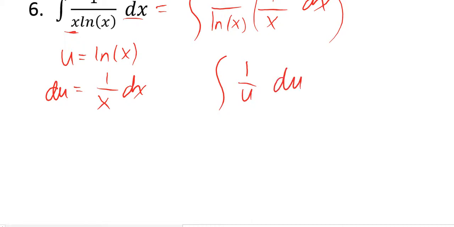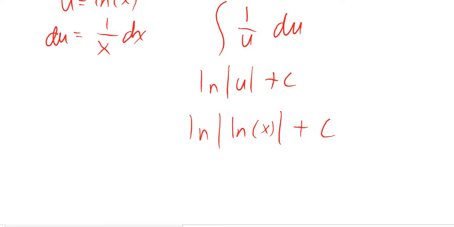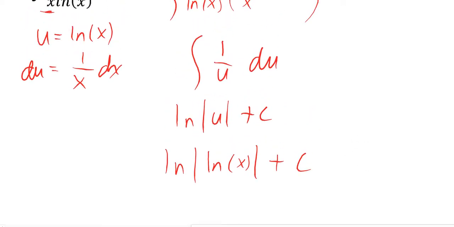And when you integrate 1 over u, you get ln of the absolute value of u plus c. And then you just go ahead and plug back in what u was. And it turns out... What? Yeah. So it looks weird because you have an ln of an ln. You're like, what? All that means is you plug x into ln and you take the ln of it. That's going to give you a number, right? And then you do ln of that number.